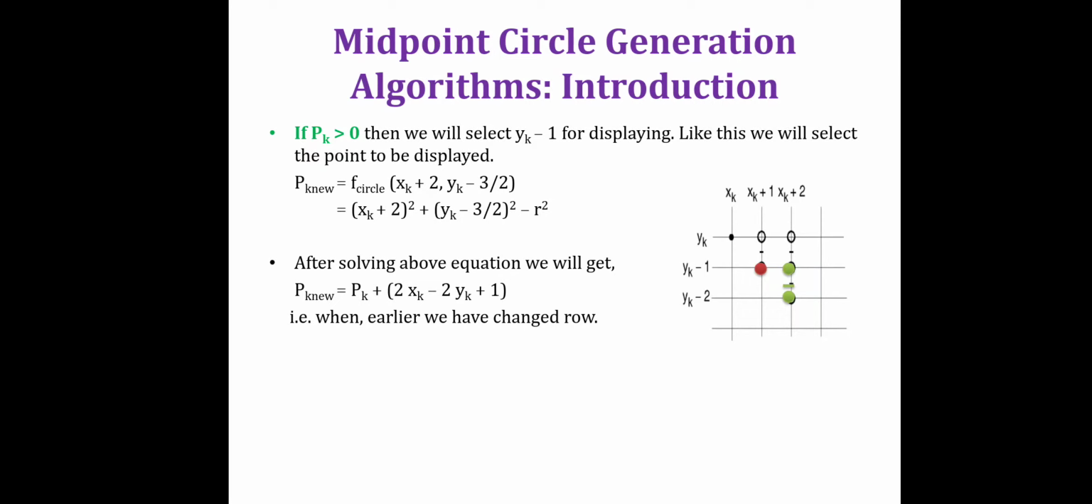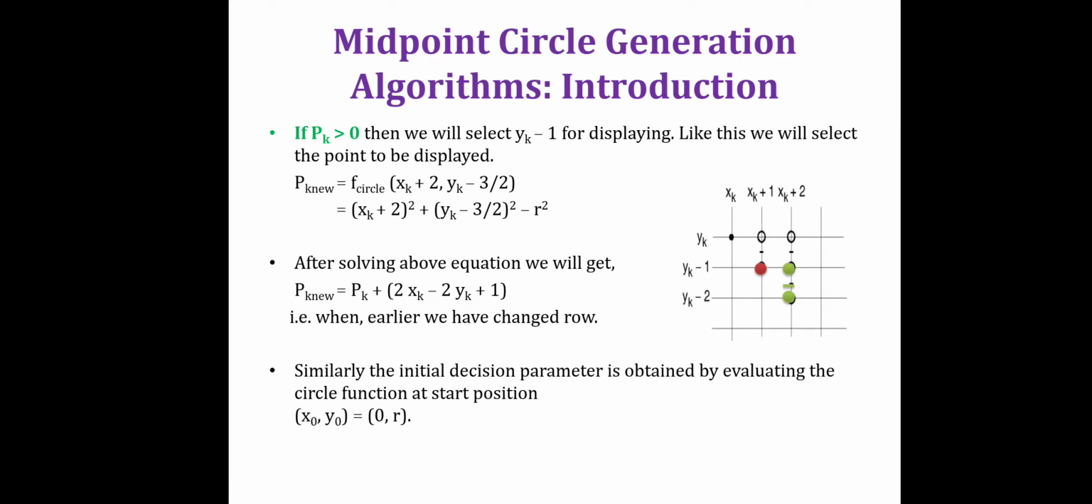Now you can see here whenever I am selecting this as my point, then the x value is changed and the y value is also changed. X is incremented by 1 and the y is decremented by 1. So here there is a change in row and also a change in column. So in this way we are finding our pk new. New means after this point these are the two different points. So how are we going to find the next new point?